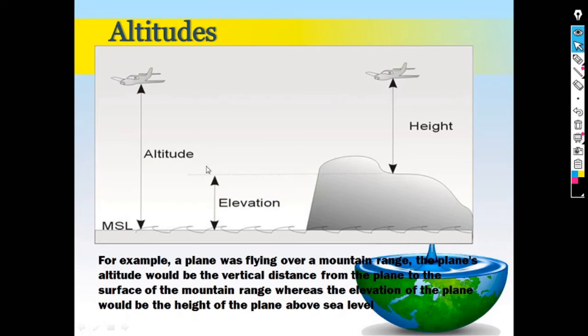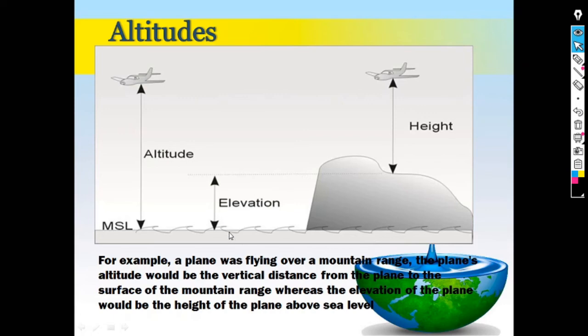The difference between altitude and elevation: for example, a plane is flying over a mountain range. The plane's altitude would be the vertical distance from the plane to the surface of the mountain range, whereas the elevation of the plane would be the height of the plane above mean sea level.